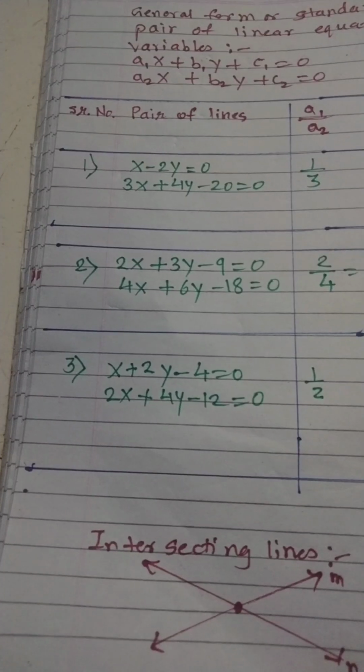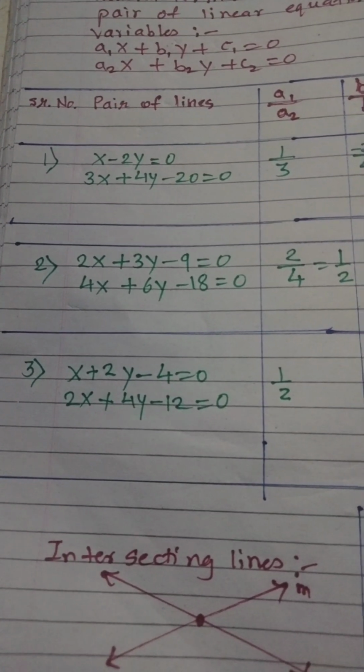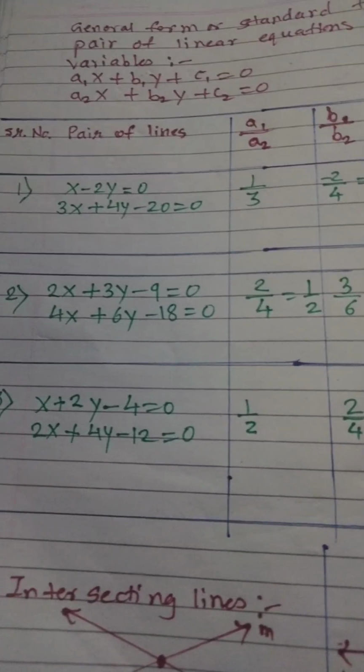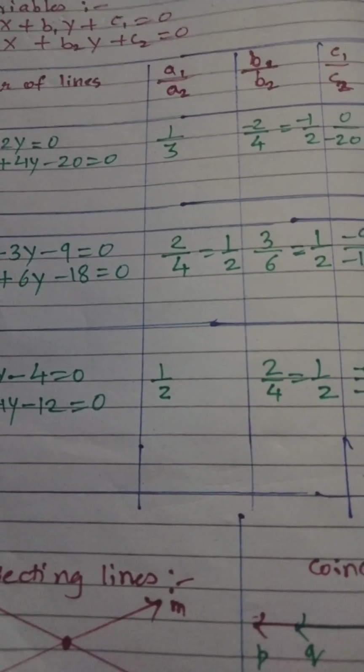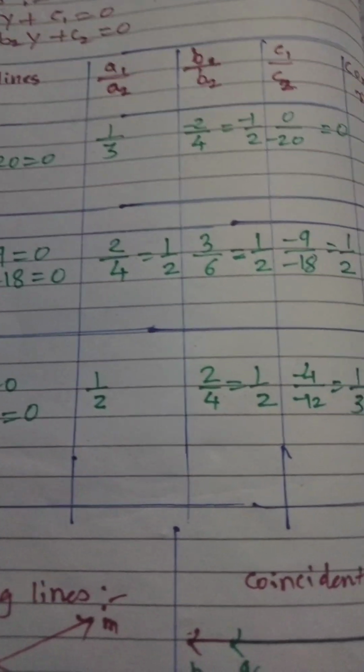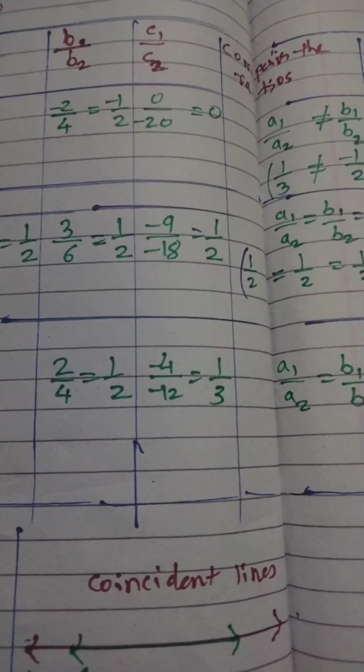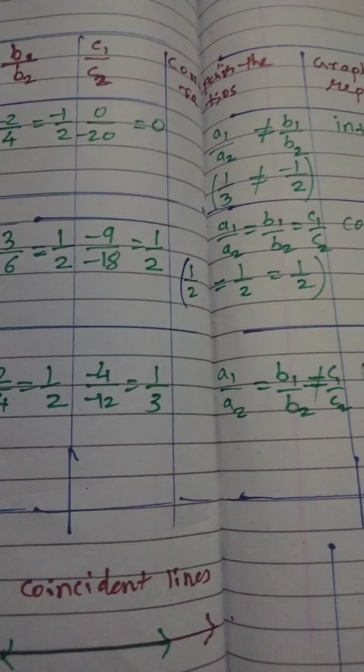Now the next example is x plus 2y minus 4 is equal to 0 and 2x plus 4y minus 12 is equal to 0. So after comparing the ratios, a1 upon a2 we get 1 upon 2. b1 upon b2 we get 2 upon 4, which is equal to 1 upon 2. c1 upon c2 we get minus 4 upon minus 12, which is equal to 1 upon 3.